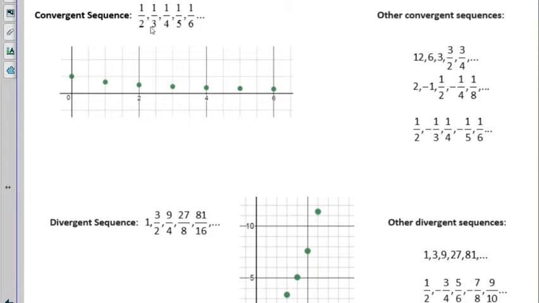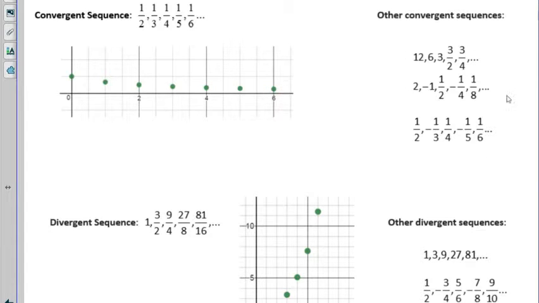So here's an example of a convergent sequence. So the terms are a third, a half, a third, a fourth. So you can see the denominator is going up by 1. And these are each of the numbers that are getting smaller and smaller and smaller. So because they're getting smaller and smaller and smaller, they're approaching 0. So we would say that this sequence converges to 0.